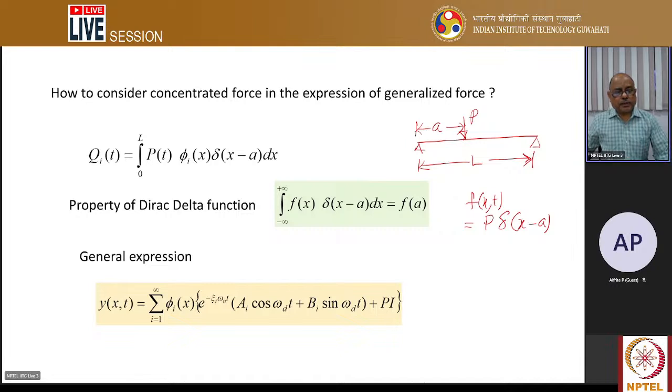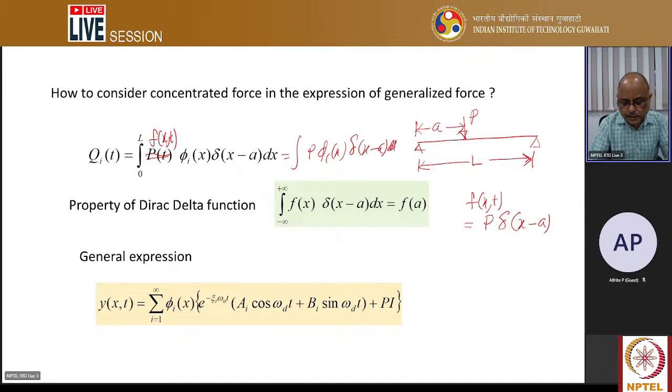F(x,t) by this. That means here, instead of this P(t), we write F(x,t). And F(x,t) is nothing but this. So if I write the full expression for this, we can write the integral of P phi_i(x) delta(x minus a) dx. P is a function of t. It may not be constant in many cases.